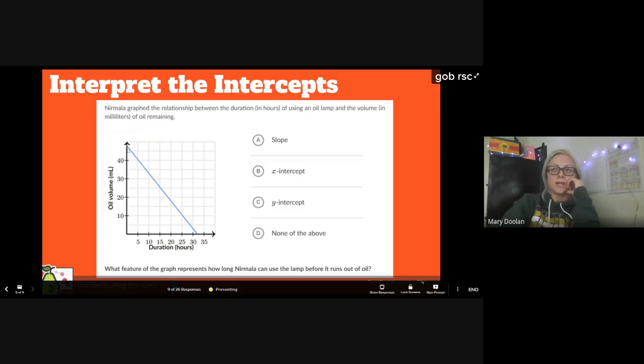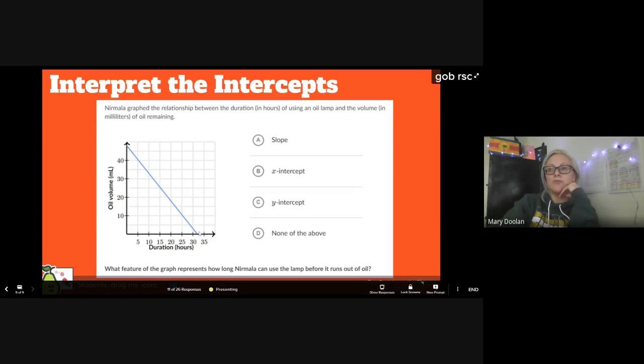Okay, so right here, our graph of oil volume, we're up here at, looks like right under 50, maybe like 48. And then as time moves forward, starting at 0, moving forward to hours later, looks about 32. Okay, moving down. What feature of this graph represents how long Nirmala can use the lamp before it runs out of oil? So the thing we're looking for is this point right here. Okay, so this would be when the oil is gone, right? That's 0. And then this is the time that that happens.